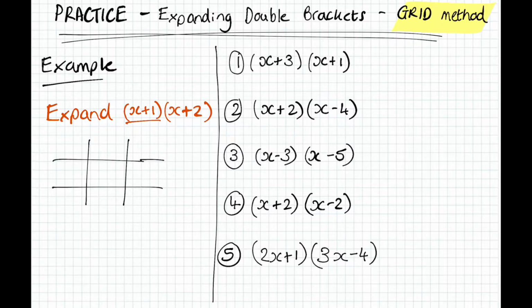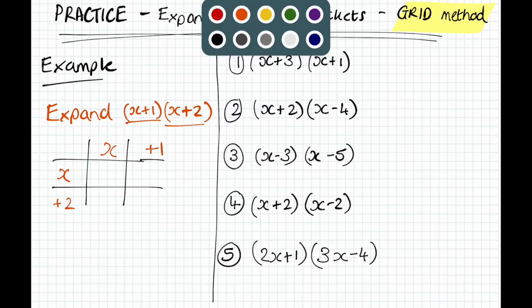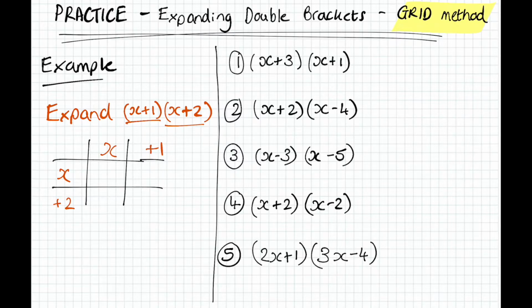So we're going to start with x plus 1. What terms are in x plus 1? Well, we've got an x term and we've got a plus 1 term. The next bracket, x plus 2, we have an x term and a plus 2 term. Once you're there, you're just multiplying to form each part of the grid.